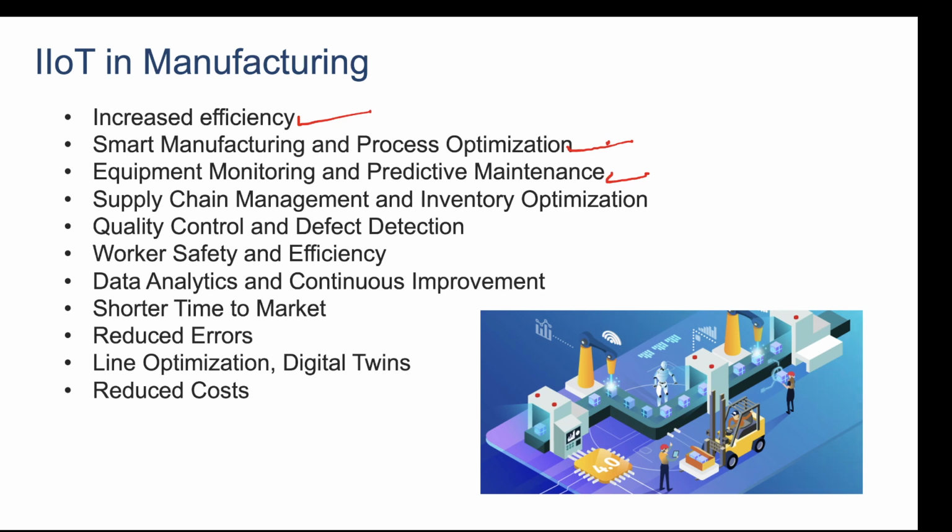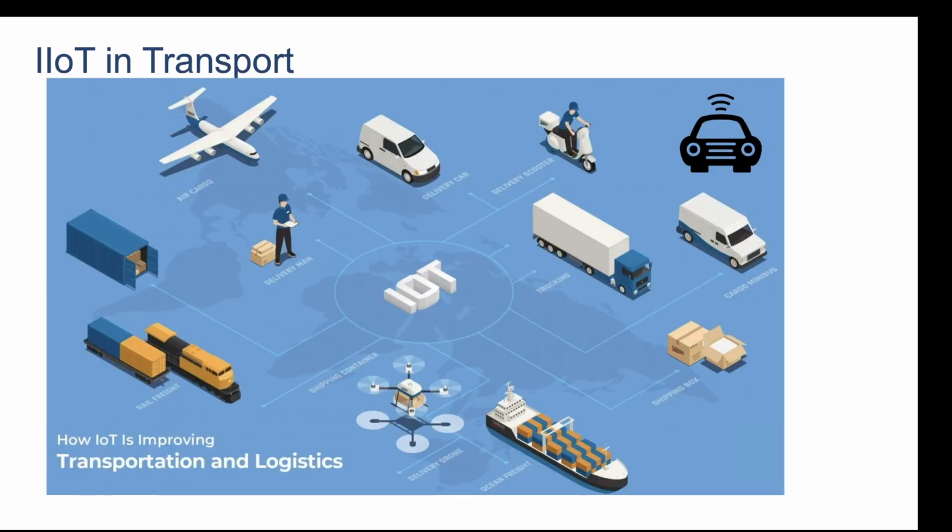Second could be other options, could be supply chain management, quality control, safety, worker safety, data analytics, shorter time to market, error reduction, digital twins, and reduced cost. Similarly, if we go to industrial IoT in transport, it could be used for fleet management, asset tracking, traffic management, smart parking, condition monitoring and maintenance, supply chain optimization, passenger experience. So it has a lot of use cases in the transport industry.